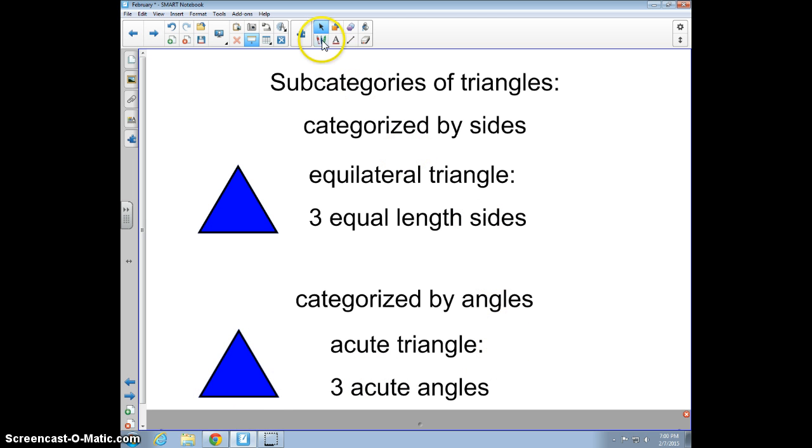And acute angles, to review angles, means that it's an angle that's less than 90 degrees, so smaller than a 90-degree angle. So let's just say that this is a 90-degree angle here. Anything that's smaller than that, that goes inside of here, would be an acute angle. So as you can see, this triangle, each of these angles are smaller than 90 degrees. So it's an acute triangle. Okay.